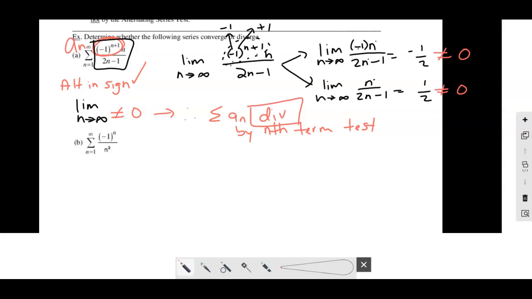Right, but that one failed the limit condition. Since the limit was not 0, that series is going to end up diverging. So sorry, thanks for playing, but it doesn't work. All right, let's look at the next one.